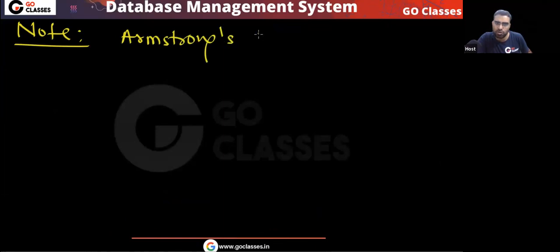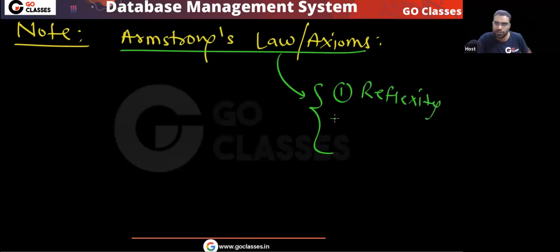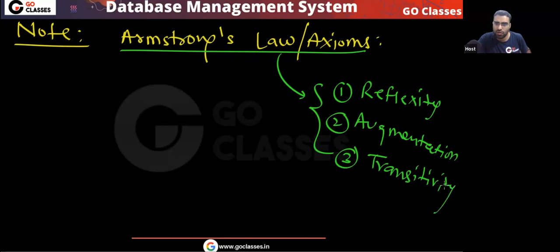So remember these Armstrong laws, why are these famous? These Armstrong's laws, or I can say axioms, are famous because you can prove every other law using these laws. First of all, what are these axioms? There are three. The first is reflexivity. The second one, augmentation. And the third one is transitivity. Okay, these are the three laws.